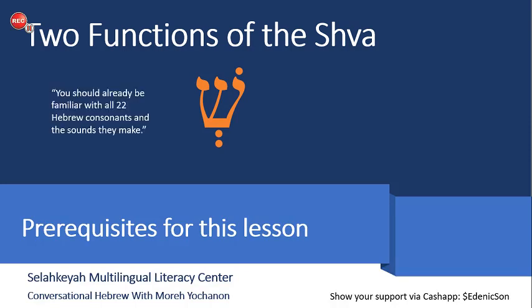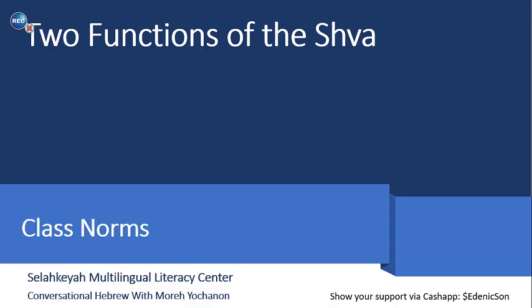Some prerequisites for this lesson. You should already be familiar with all 22 Hebrew consonants and the sounds they make. Also, you should have some working knowledge of the Nikud. Some class norms. We will comprehensively represent the Shva with an apostrophe, with just a few minor exceptions.